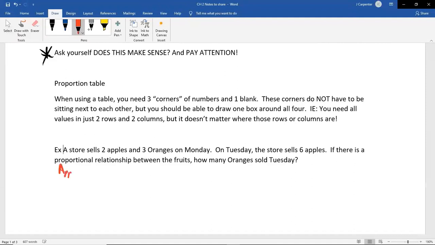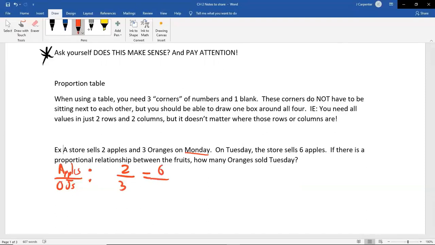So apples over, I'm going to abbreviate it, oranges. So that's the proportion I'm choosing, which means on Monday, that's the first side of our proportion, 2 apples and 3 oranges sold. So it's 2 over 3, 2 apples, 3 oranges. Apples are in the top, oranges in the bottom. Consistency. Then we set it equal to the other scenario. On Tuesday, the store sold 6 apples. So that's a 6. Why do I know the 6 is the top? Because apples go in the top. How many oranges were sold if this is proportional?